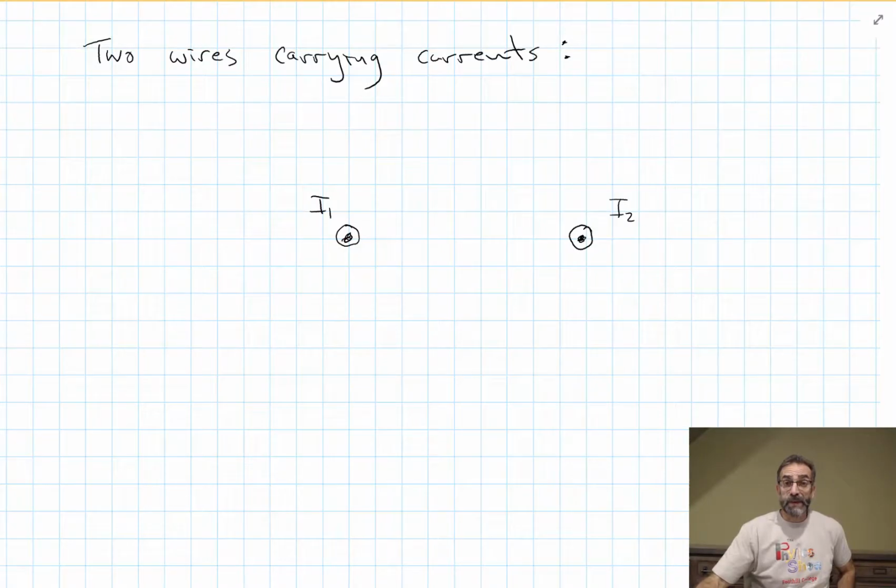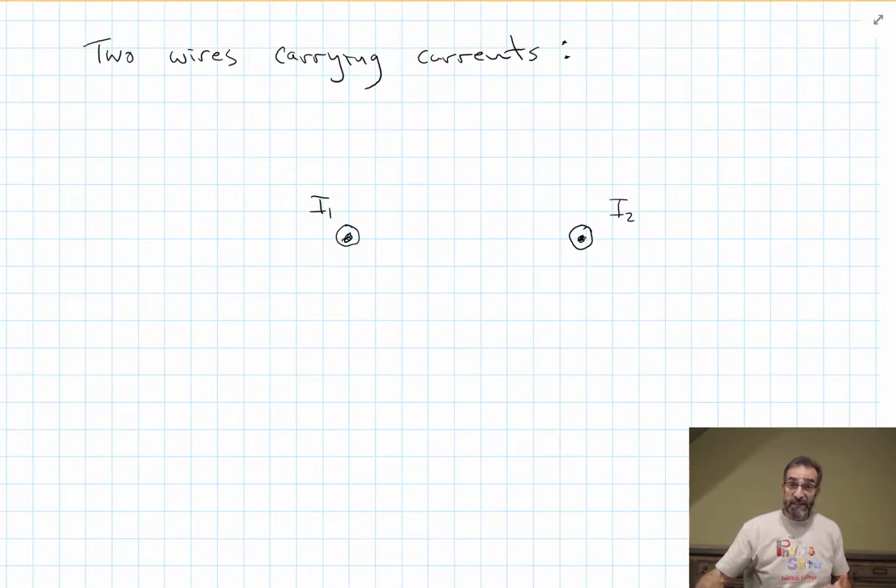Let's take a look at this situation. We have 2 current-carrying wires parallel to each other, carrying current in the same direction. How do these wires interact? Do they interact? Do they feel a force from one another? Why would a current-carrying wire feel a force? Well, we know a current-carrying wire in a magnetic field feels a force because of that interaction with the magnetic field. We know that a current-carrying wire fills the space around it with the magnetic field.